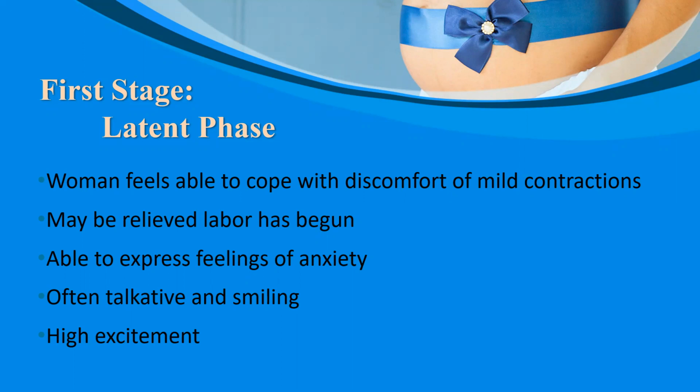In the first-time mom, the nullipara, the latent phase or early phase averages about 8.6 hours, but should not exceed 20 hours. In the multiparous, it averages about 5.3 hours and should not exceed 14 hours.